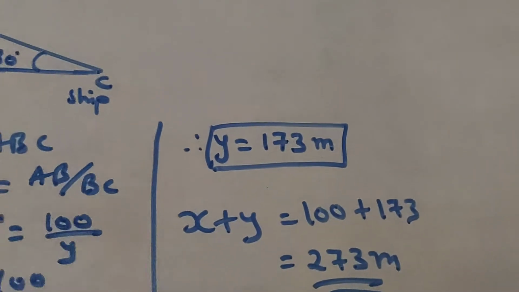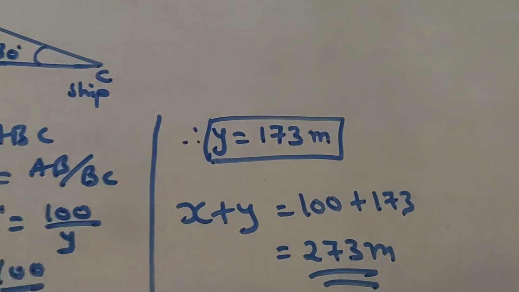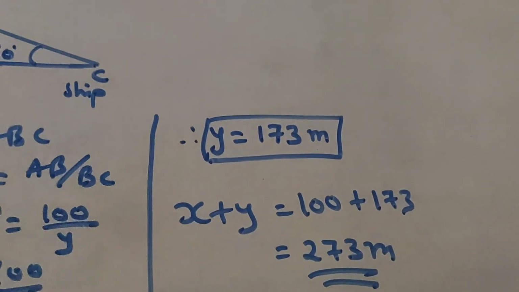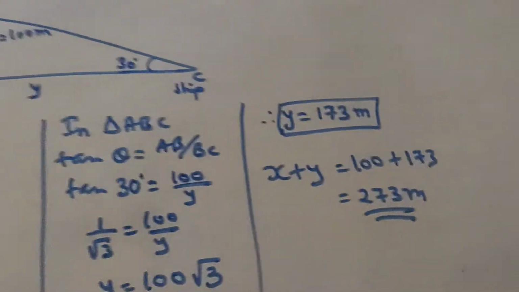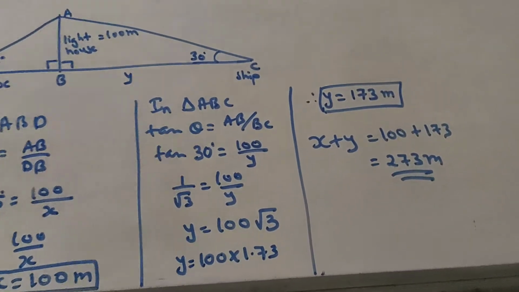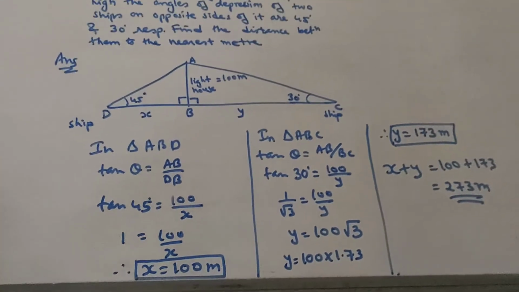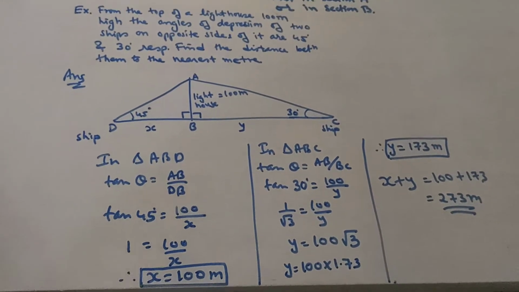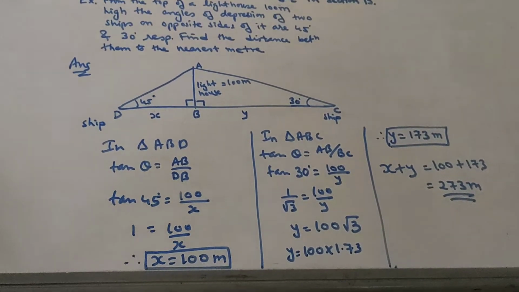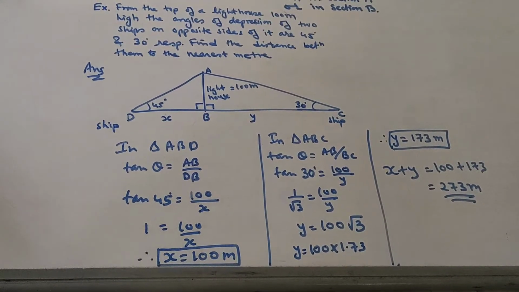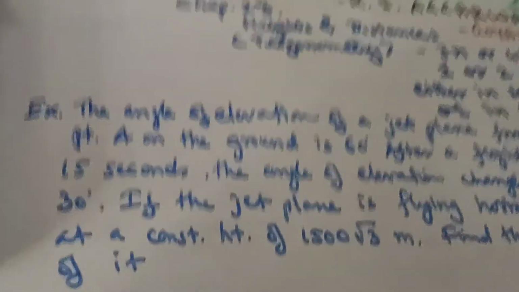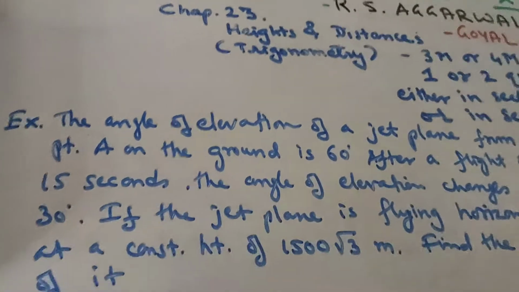Now it is asking you the distance between the two ships. So x plus y. So x 100 plus 173, we get 273 meters. I hope you understood the whole sum. The only thing that you require is understanding of the problem and its analysis. We'll move on to another type of sum. Let us move to the another example.